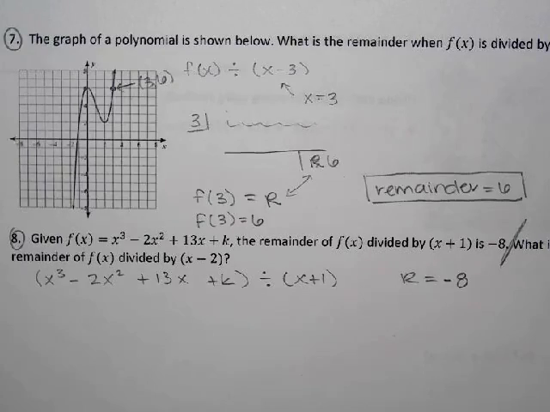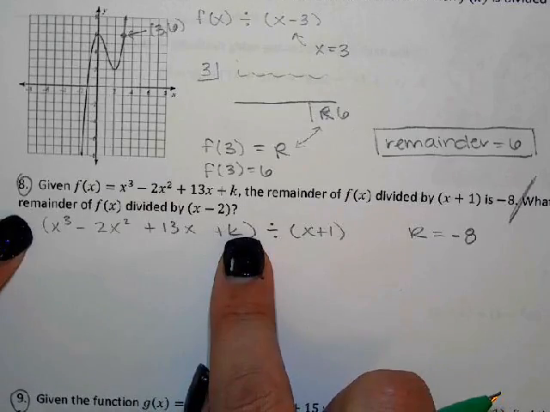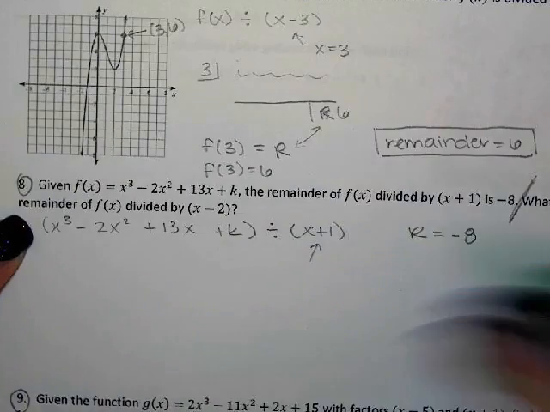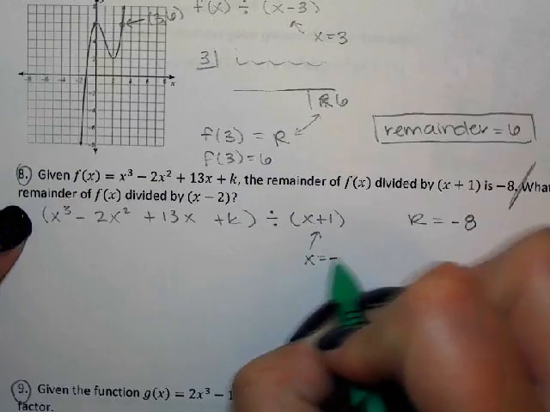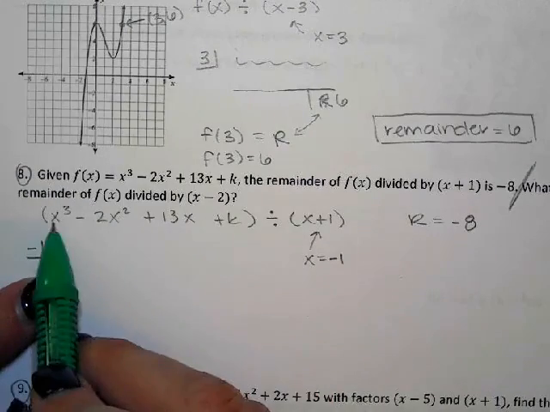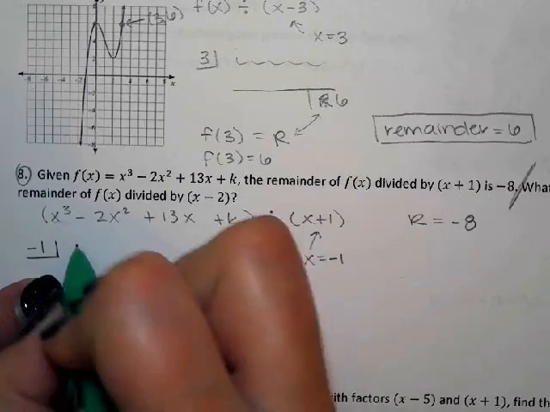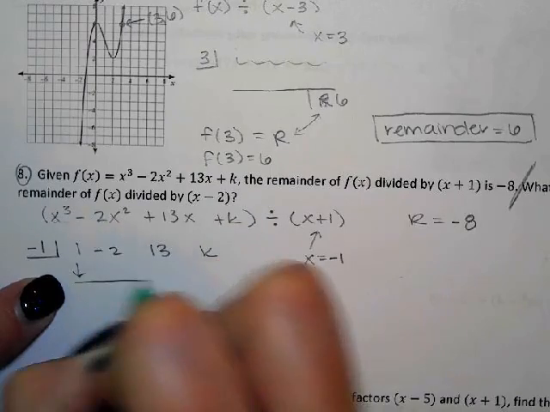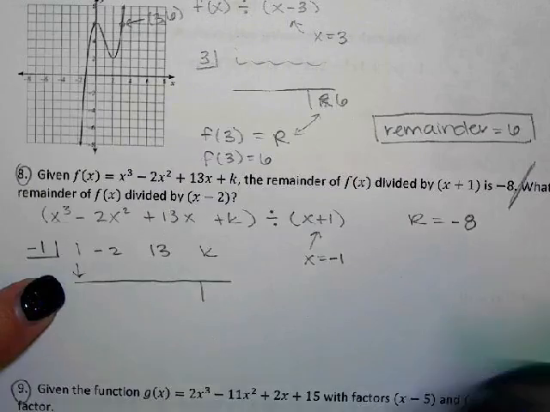If you look at this, we would set this up with synthetic division, right? And we have the actual function. So if we do synthetic division, what number would go in the box? Negative 1. We'd say x equals negative 1, so negative 1 would go in the box. All right, and then what are all the coefficients if we write them down? And then when we get done, what's our remainder going to be? Negative 8.